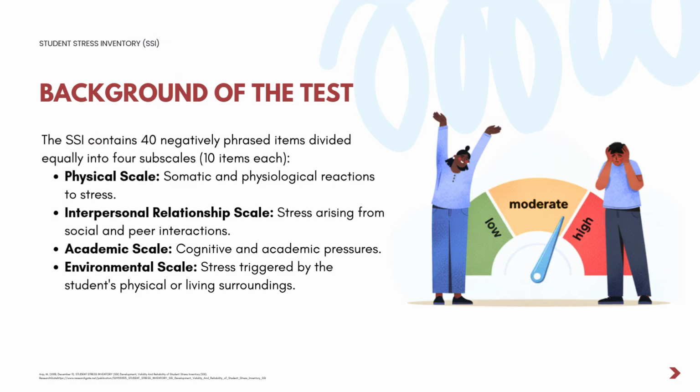The inventory evaluates 40 items split evenly across 4 distinct categories. First is the physical scale, which tracks bodily reactions to stress, like headaches or fatigue. Second is interpersonal relationship scale, looking at tension or strain in your social and peer interactions. Third is academic scale, which evaluates pressures tied to your schoolwork, exams, and grades. Fourth is environmental scale, which looks at stress triggered by your physical living conditions or surroundings.